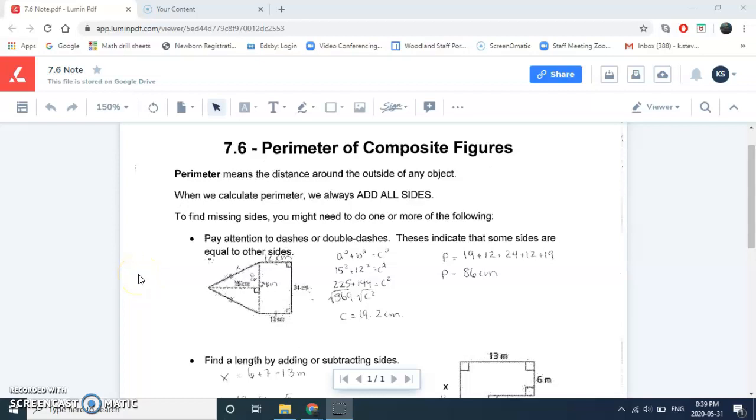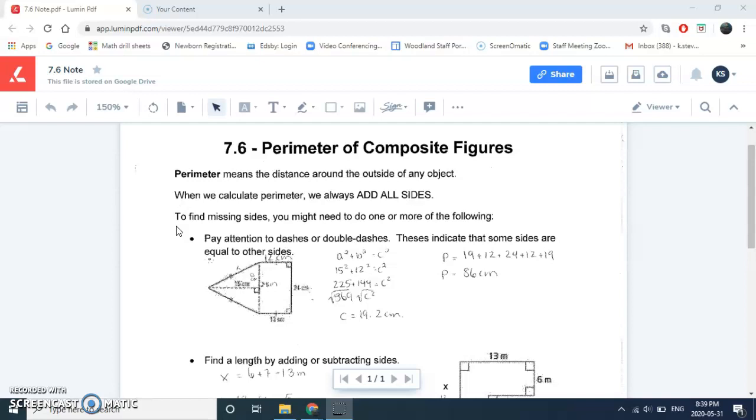Hello class, today we're going to be looking at 7.6 perimeter of composite figures. Basically that just means that we're going to have figures that have multiple sections to them. So perimeter means the distance around the outside of any object. When we calculate the perimeter, we always add all the sides. Okay, so we need to add up all the outsides of them.